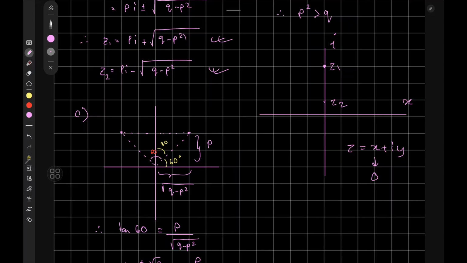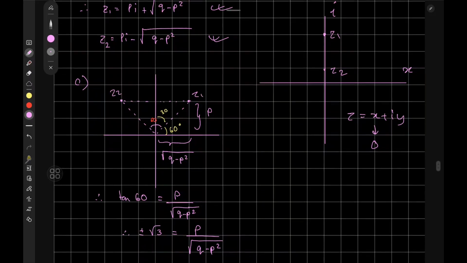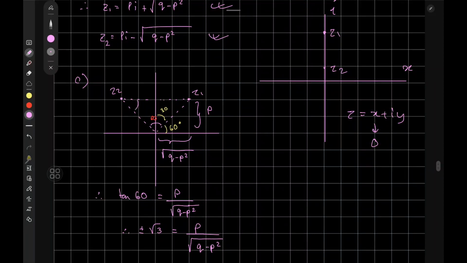So therefore, since the value inside is the same, q minus p square, they're going to be equally away from the y-axis because they are the same expression. So granted, this is z1 and this is z2. Now they're telling you to prove that the entire triangle is actually an equilateral triangle and all the angles are supposed to be 60 degrees.